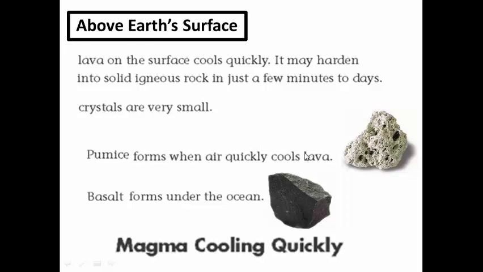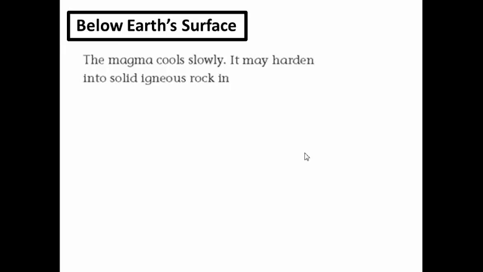Right now, this is under the title of magma cooling quickly in your science book. But now let's move to below the Earth's crust, or below the Earth's surface. Here the magma cools slowly. The inverse, it cools slowly. It may harden into solid igneous rocks. Perfect. All of them igneous rock.